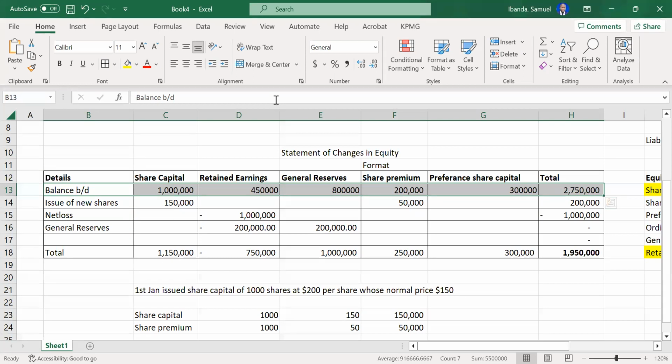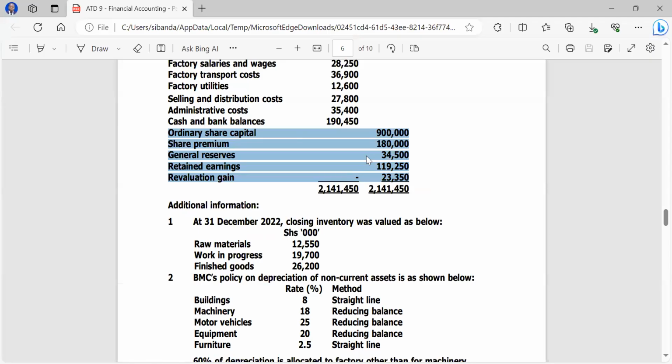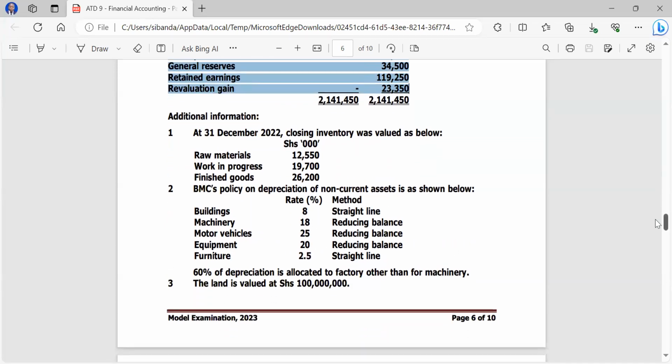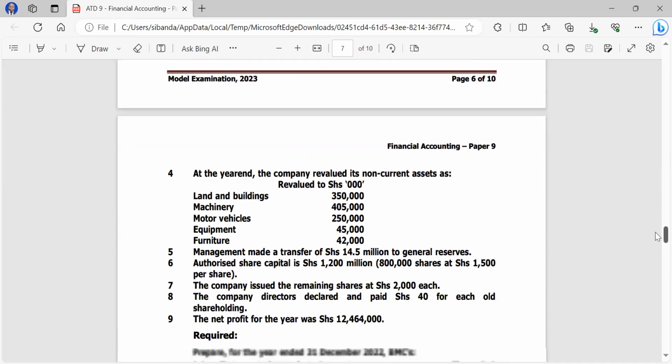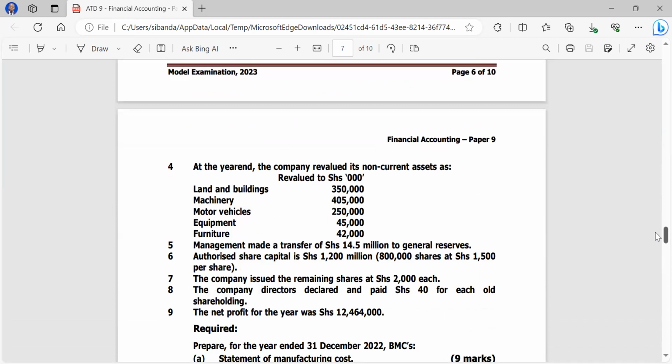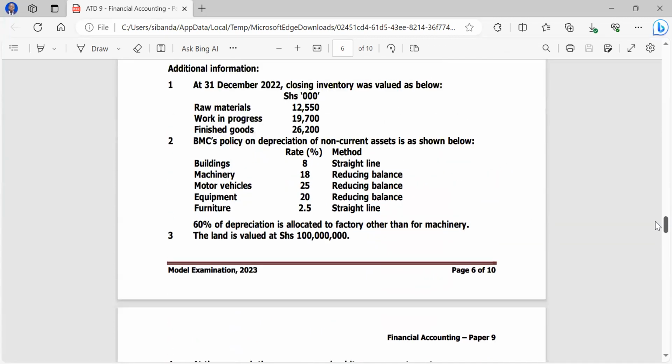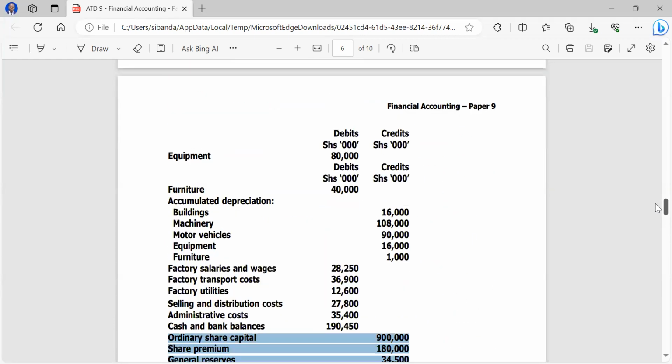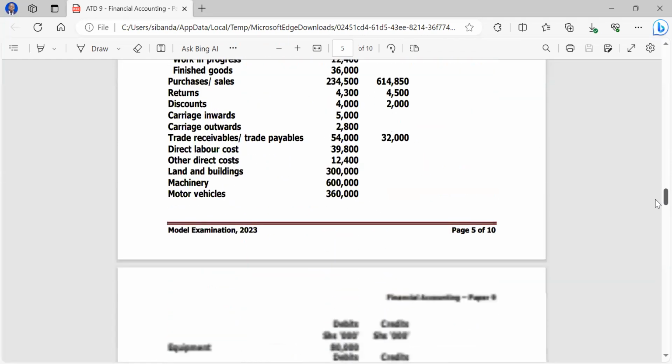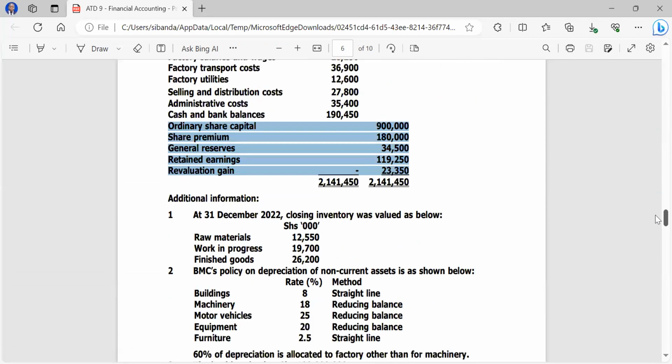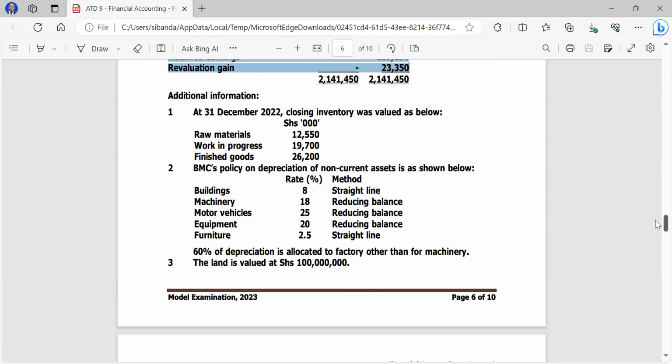Now, these balances here are not the balances brought down, because these are balances at the end of the period. So ours is to look through the additional information and see: does the examiner give us some of the balances as at the start of the year? We look at this information and see. Because this is at the 31st, we see whether there were any balances at the start of the year.